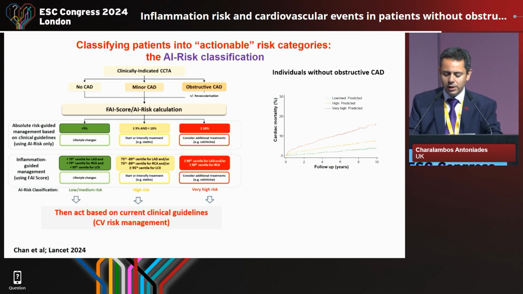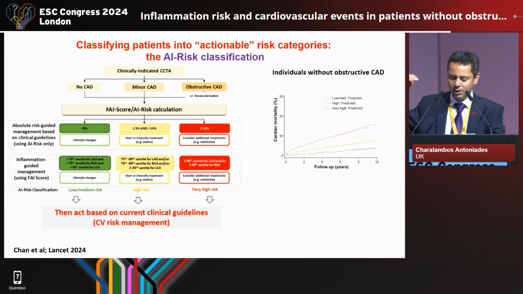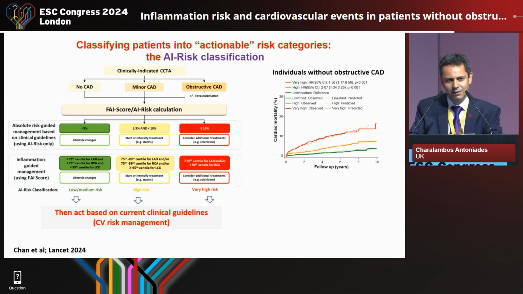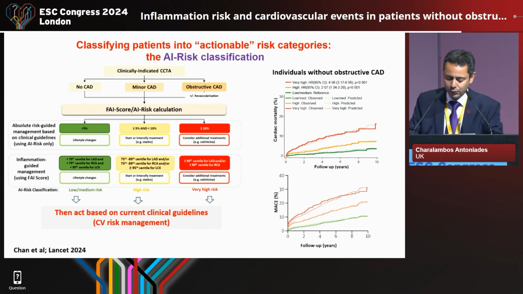Now, if you look into the individuals without obstructive CAD, which is the most interesting group of patients, the vast majority of these patients don't receive any treatment. They are just reassured and they are sent home. Our model predicted this number of events. These are the dotted lines in the low, medium, high, and very high risk groups. And these are the true events observed after you open the labels 10 years after the scan. And you can see that essentially you pick up nearly every event that was predicted. And of course, on the top is a fatal cardiac event. At the bottom is the MACE that includes also the non-fatal.